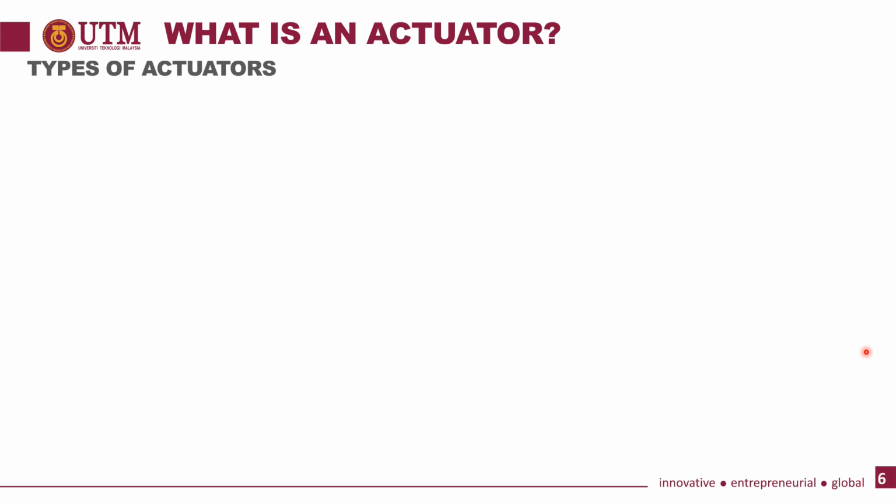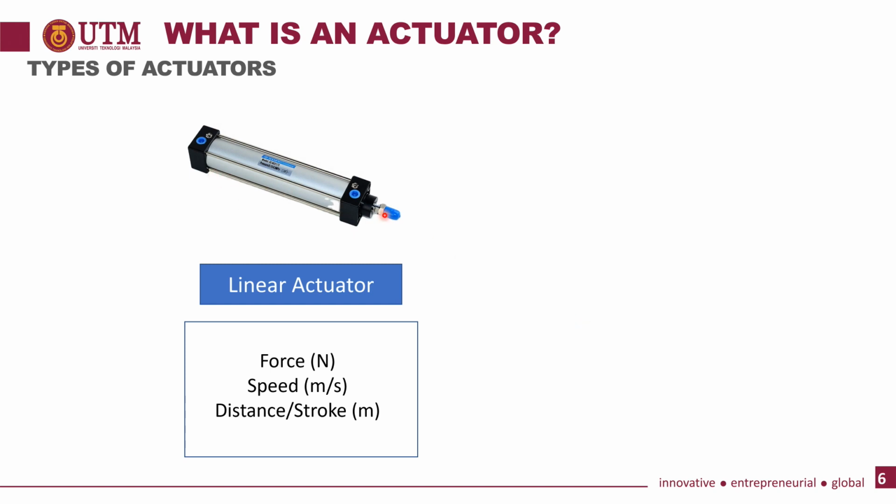Right, next is the types of actuators. So when you are operating the actuator, there are two types of actuator. Okay, the types of actuator have been classified in terms of the movement of the mechanical power. So the first one is the linear actuator. For a linear actuator, it is actually the movement of the actuator in a line. It will move either this way or this way. You have a linear movement of the actuator.